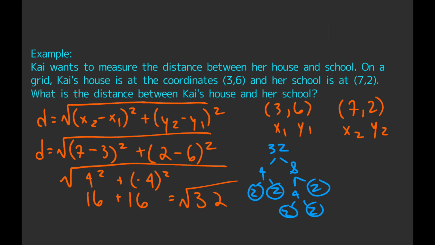Since we are dealing with a square root, we're going to be looking for pairs. And we have 2 pairs of 2. So those pairs are going to come out of the square root. And they're going to be 2 times 2, which will equal 4. And we still have a 2 left inside of the square root. So that is our answer. D equals 4 times the square root of 2.